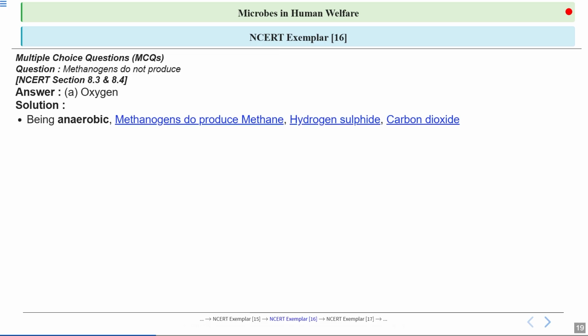Methanogens are anaerobic bacteria, meaning they can survive without oxygen. These bacteria produce methane, hydrogen sulfide, and carbon dioxide as part of their metabolism. They do not produce oxygen. That's why oxygen is the correct answer here. Oxygen is basically harmful to them, so they completely avoid oxygen.